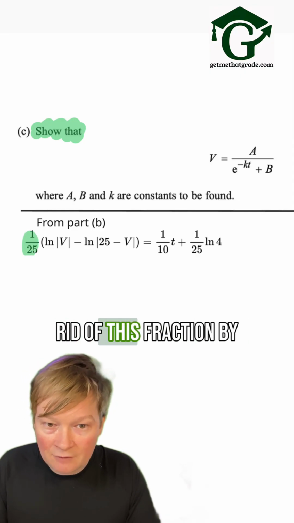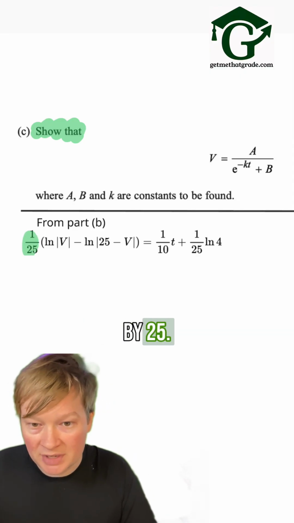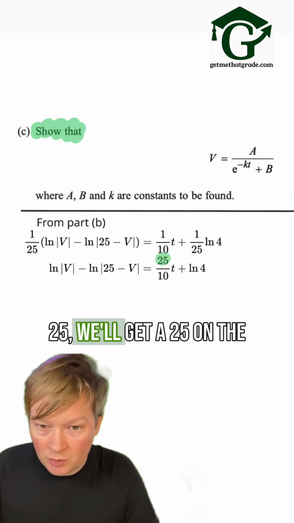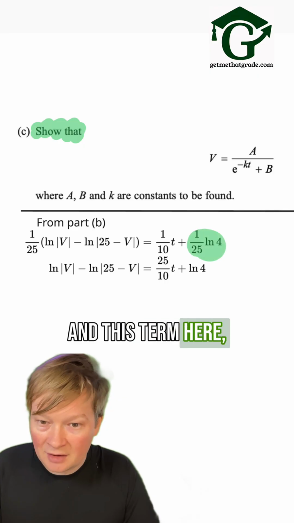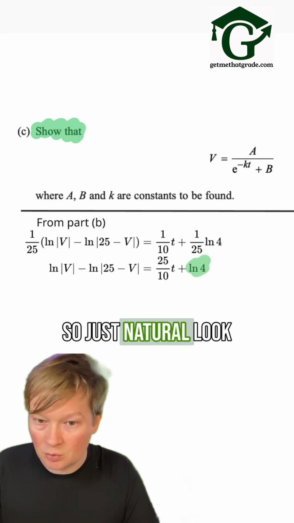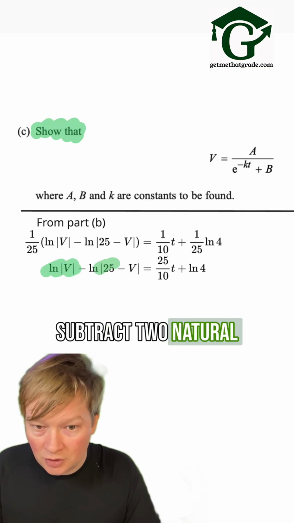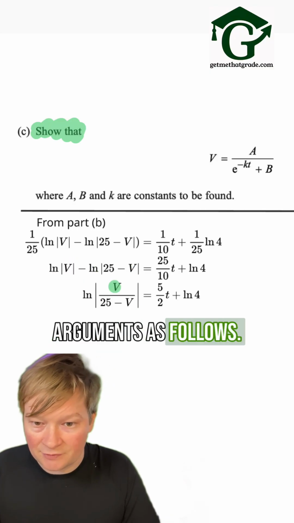So I'm going to first get rid of this fraction by multiplying both sides by 25. So I'm multiplying all of this by 25, multiply this term by 25, we'll get a 25 on the top. And this term here, well, this will just give us 1 here, so just natural log 4. Next, again, we use that rule that when we subtract two natural logs, we divide their arguments as follows.